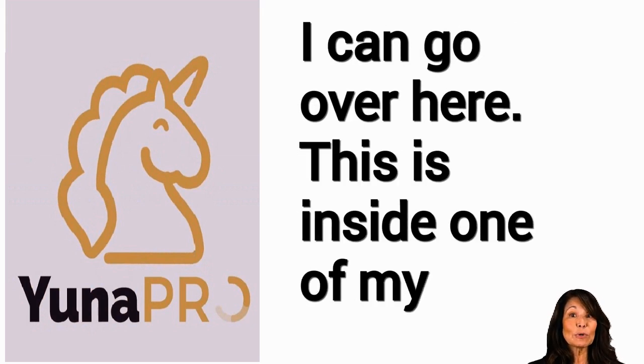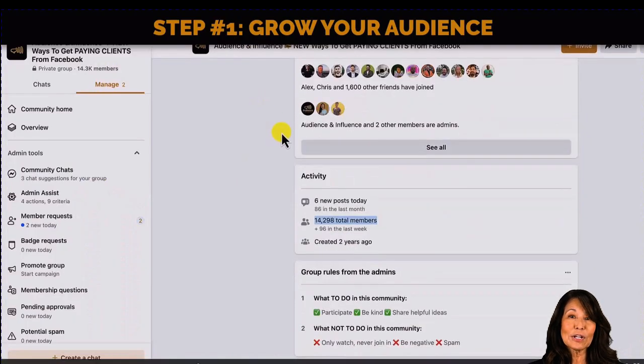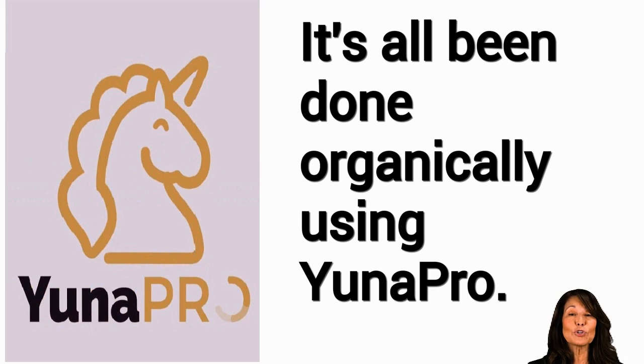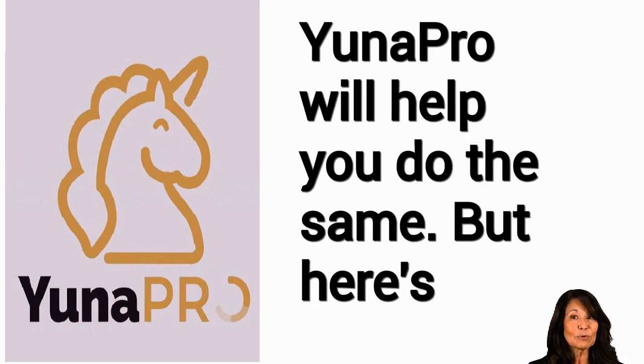So you've already seen the number of ways that YunaPro can help you build your ideal targeted audience, but there's one more way that I want to show you. I'm gonna go over here. This is inside one of my Facebook groups called Audience and Influence. I want you to notice something down here. So this Facebook group, which is quite a niche group, it's got almost 15,000 members in the last 2 years. And this has all been done organically using YunaPro, no ads to fill up this Facebook group. And YunaPro will help you do the same.